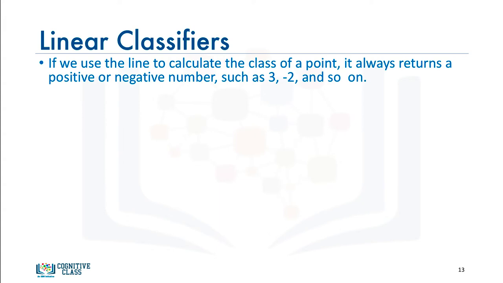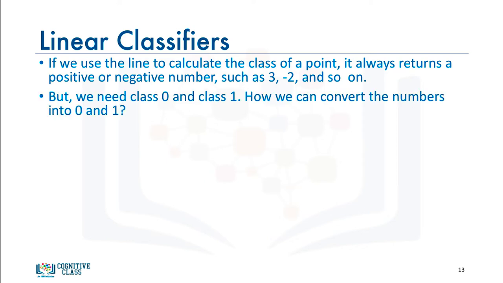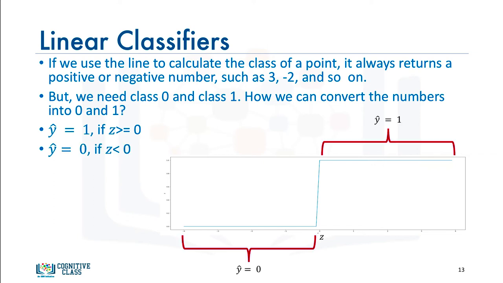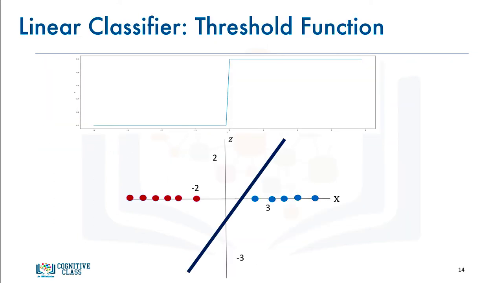If we use this line to calculate the class of the points, it will always return real numbers, such as negative 1, 3, negative 2, and so on. But we need a class between 0 and 1. How do we convert these numbers? We use something called the threshold function. If z is greater than 0, it will return a 1, and if z is less than 0, it will return a 0.